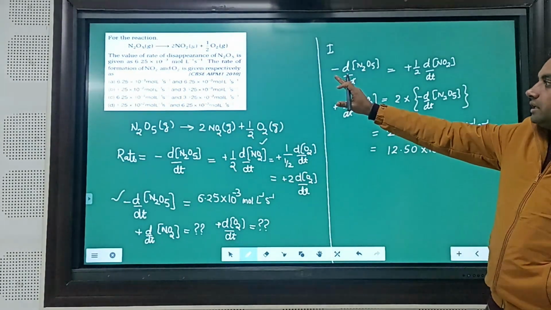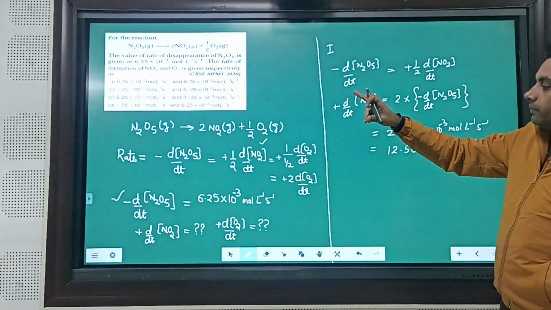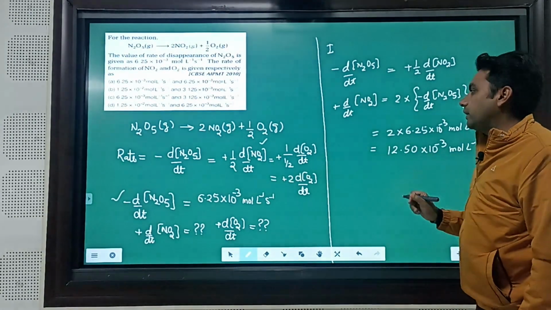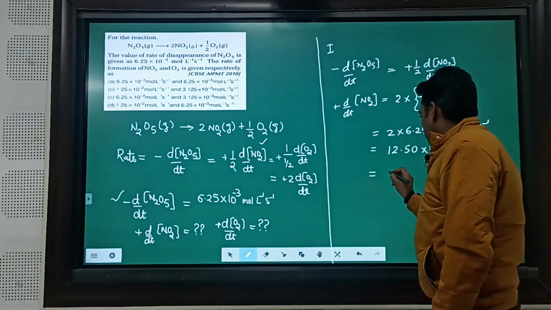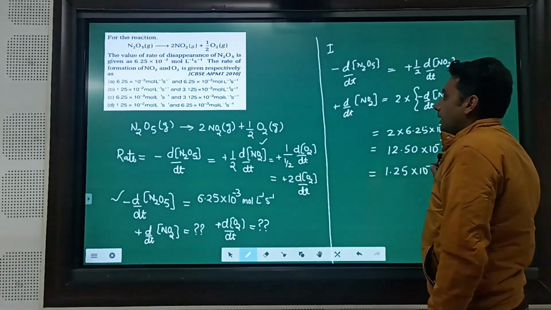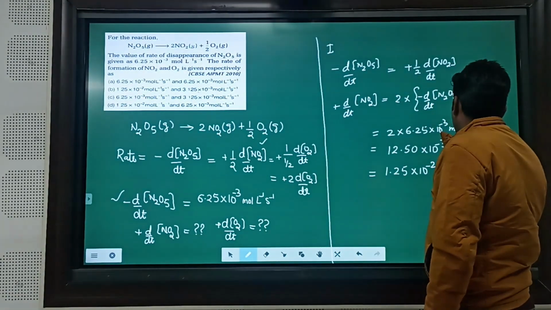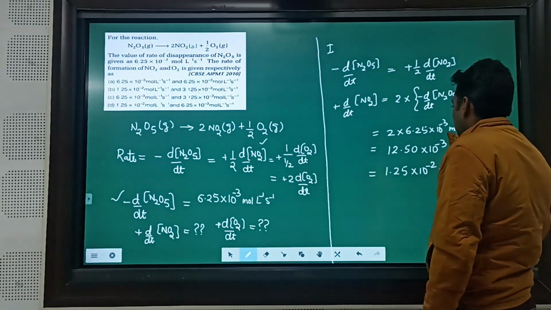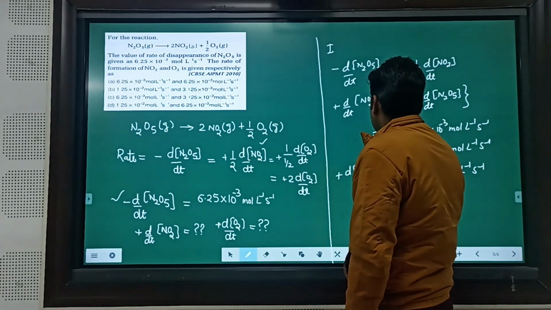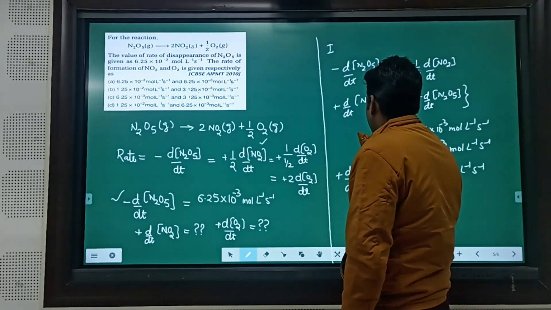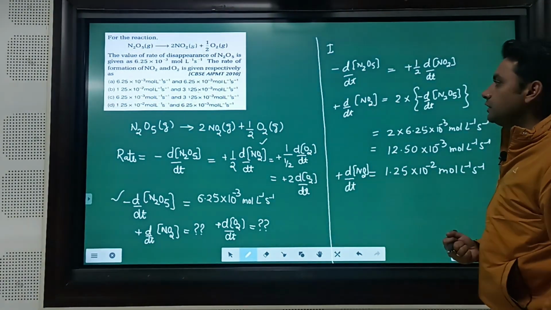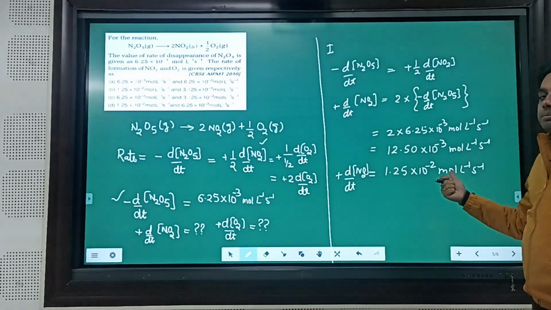You just compare with options A, B, C, D also. The given options have the result in terms of 1.25, so we just rearrange again. So it is 1.25 into 10 raised to power minus 2 mole per liter per second. So that is the first result regarding the formation of NO2, that is 1.25 into 10 raised to minus 2 mole per liter per second.